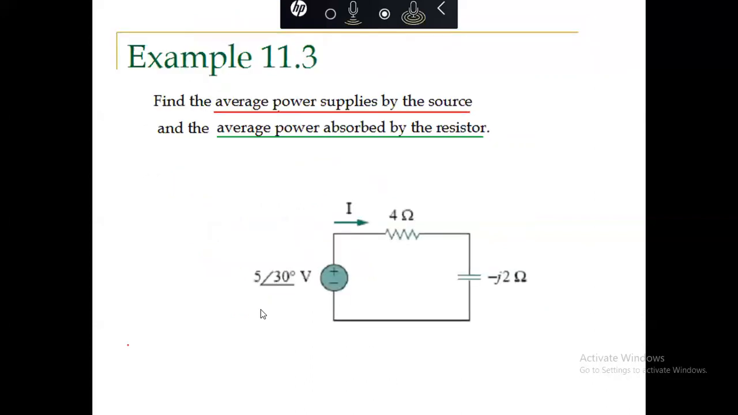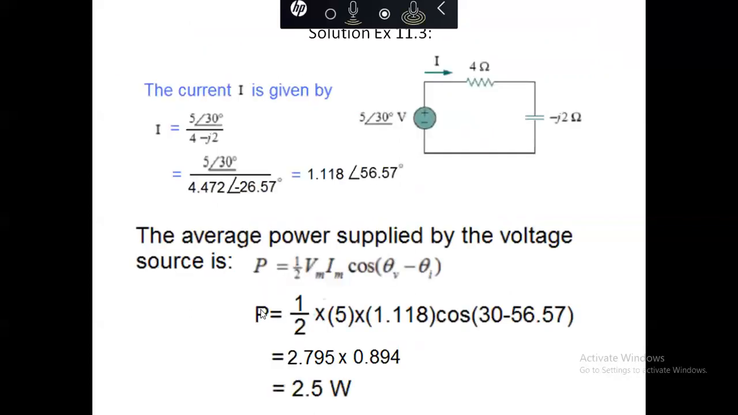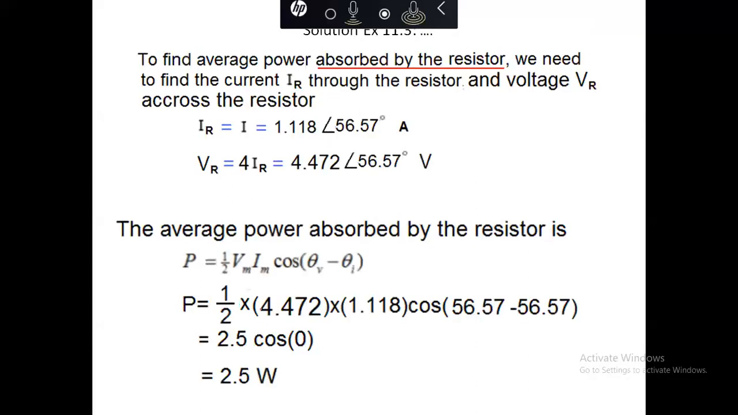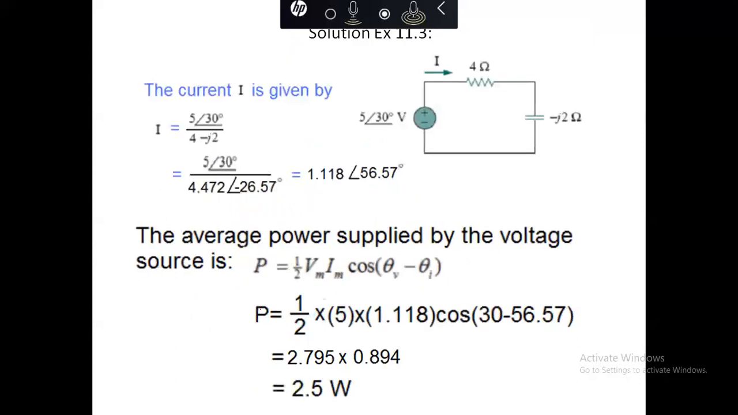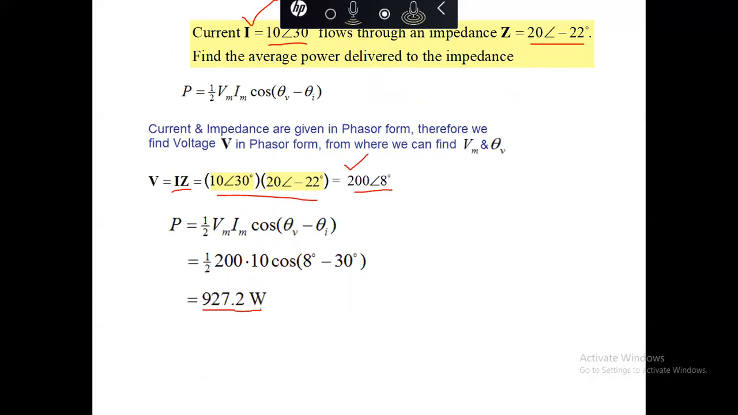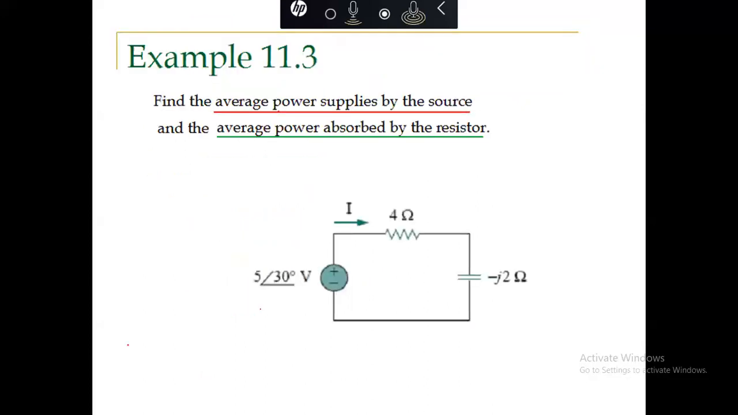Now I have left a few examples for you to solve, and I will discuss these examples in the next lecture. So you have to study this and try to solve these examples, and after this we will discuss it in the next lecture. Thank you very much.